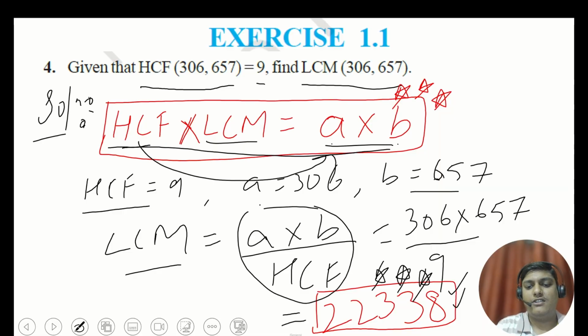So divided by HCF, simple. That is what I have done. So 306 into 657 divided by 9 gives 22338 as the answer. It is simple, right? We will go to the next question.